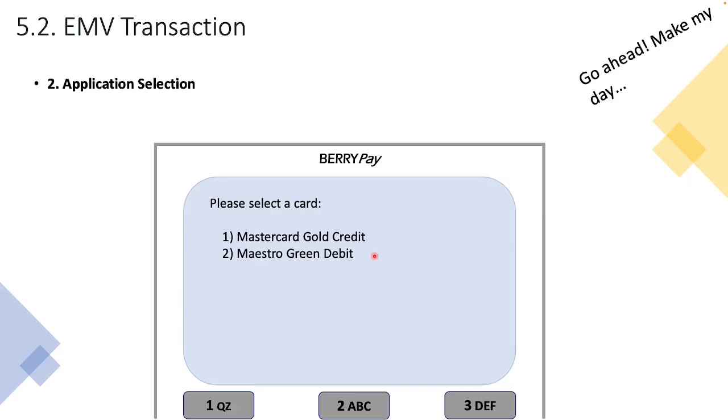Okay, and obviously based on what I want, let's assume that he wants to use his credit card. He'd press the 1 button, or if it's a touch screen, touch the line, and that would result in the terminal selecting this application. So going forward, this is the application that will now be used during this EMV transaction.